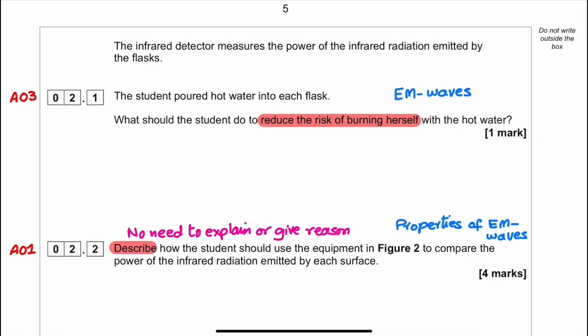The infrared detector measures the power of the infrared radiations emitted by the flask. The student poured hot water into each flask, the black surface flask and the shiny white surface flask. What should the student do to reduce the risk of burning herself with the hot water? This question is from the topic of EM waves.